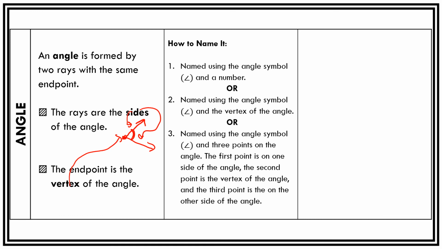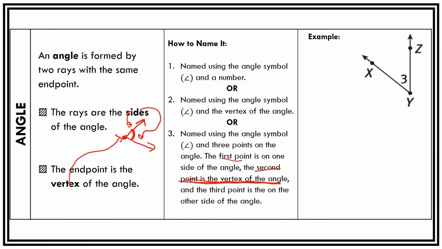You can also name an angle using the angle symbol and 3 points on the angle. So, this is important. The first point is on one side of the angle. The second point is the vertex of the angle. Always, when we're naming an angle with 3 letters, the second point is always the vertex. And then the third point is on the other side of the angle. So those two outside points are on either side of the vertex, okay? Don't name them with them both on the same side of the vertex. So let's look at an example.